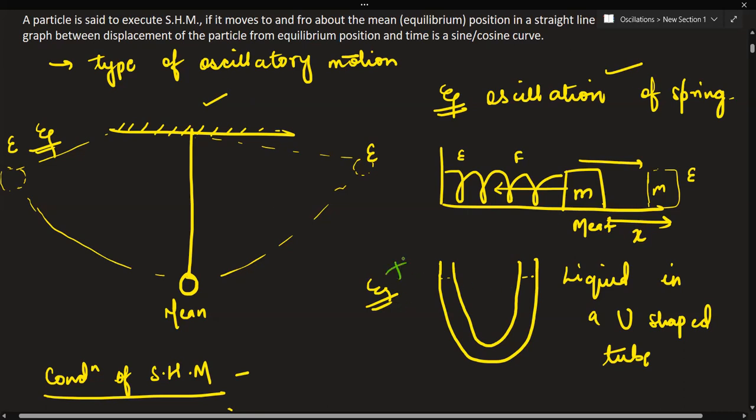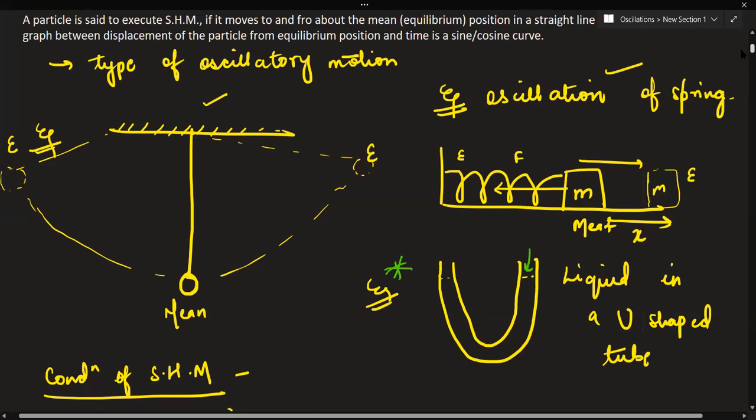Also, one more thing that is different is liquid in a U-shaped tube. The U-shaped tube we have discussed in fluid. We have seen numericals also in this U-shaped tube. So liquid in a U-shaped tube, when you apply a force, this also oscillates to and fro like this. So it's also a kind of simple harmonic motion.